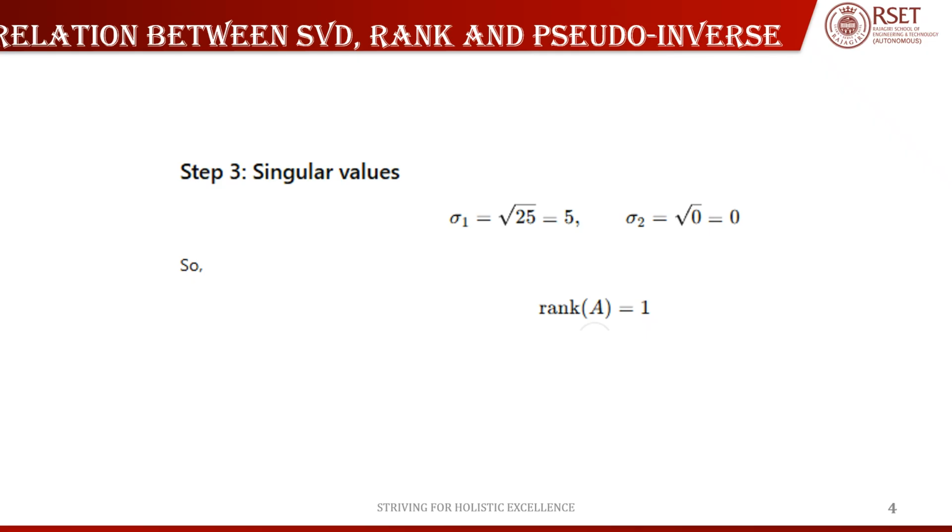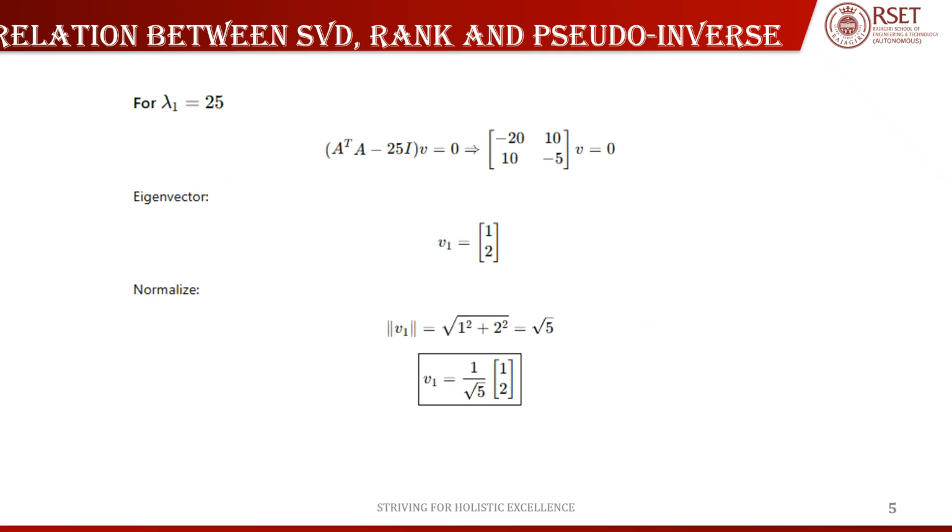Since the rank of A is equal to 1, now we'll find the eigenvector. To get the eigenvector, we take the matrix minus lambda I, into V, is equal to 0. Correspondingly we have V1 is equal to 1, 2. Now we need to normalize it. For that we do root of 1 square plus 2 square, which is equal to root 5. Then we just divide each entry by root 5. So this is your orthonormal eigenvector.